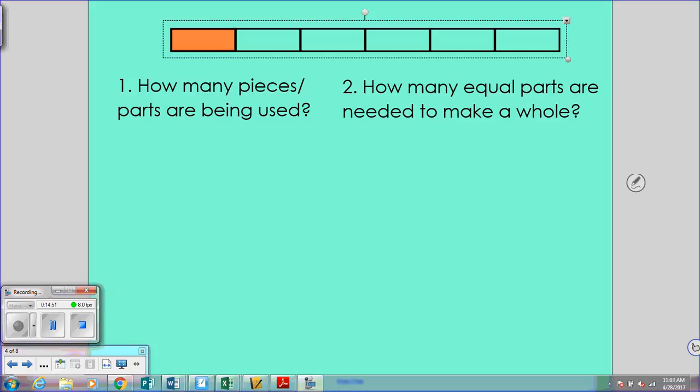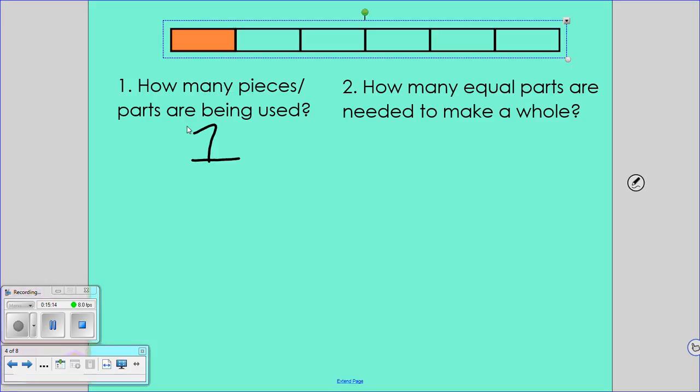Alright, how many pieces or parts are being used? Not a trick question. How many pieces or parts are being used? Clean? Nope, I am not using 6. You want to try that again? 1. Only 1 is shaded, Lee. So that's only going to be the one that I'm using.